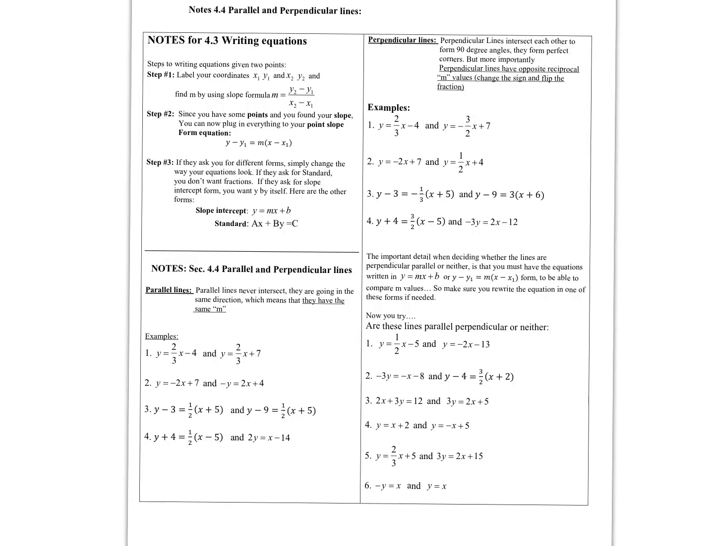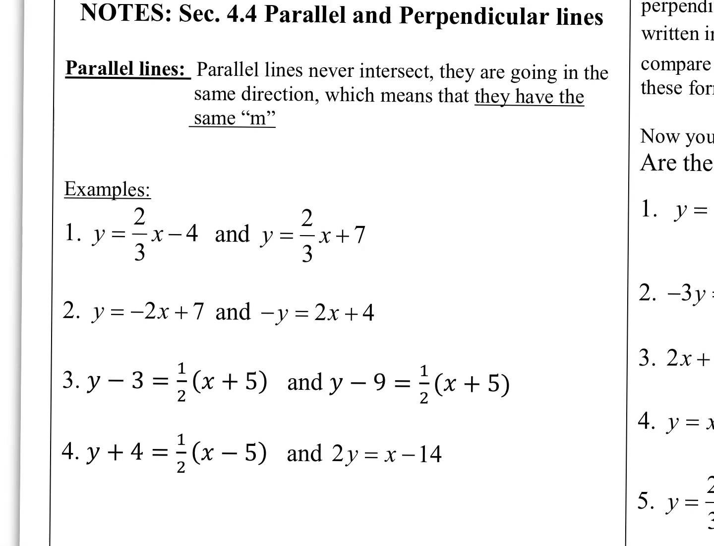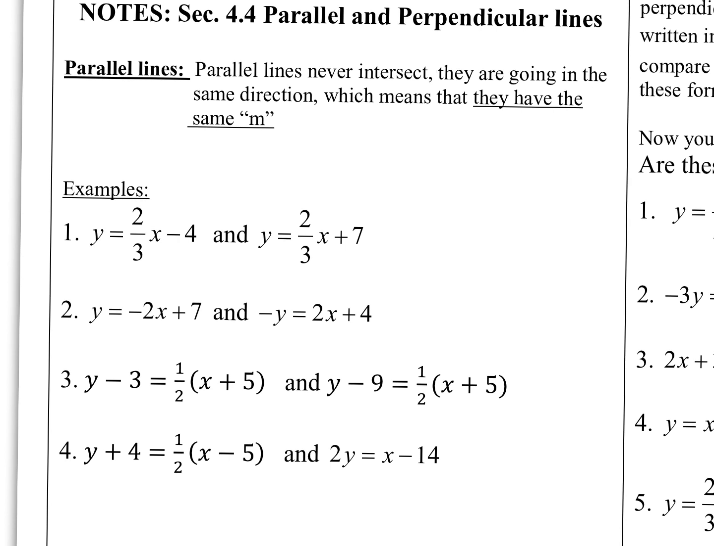So on this page of notes, we already went through this review of the previous sections. Let's jump right into the actual notes that are printed out for you. You already copied this down, but let's read it again. Parallel lines never intersect. They never cross. They're going in the same direction, which means they have the same slope. That's what you need to memorize today.